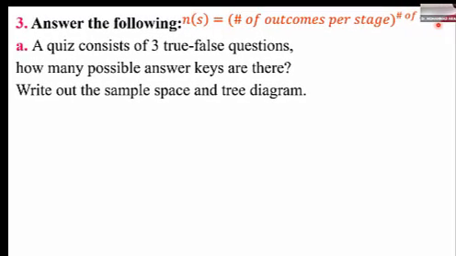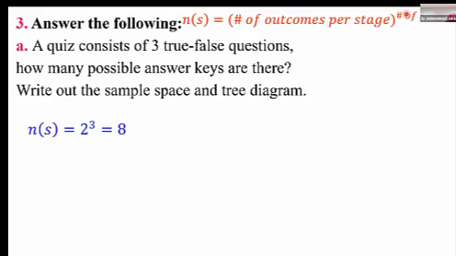So, what do I mean by that? A quiz consists of 3 true-false questions. True-false, that means there are how many outcomes? 2 outcomes per question. That's the number of outcomes per stage. And how many questions? However many. In this case, there are 3 of those. Therefore, this becomes 2 cubed, which is 8.